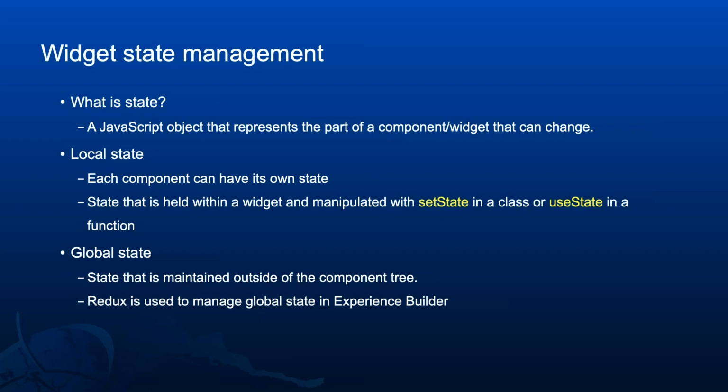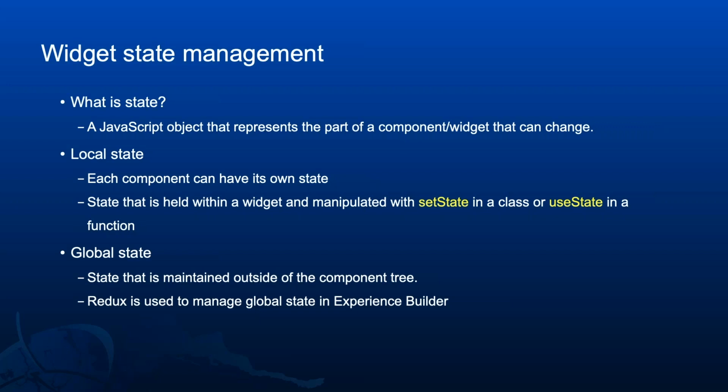In Experience Builder, we use both local and global state. And one is not necessarily better than the other. In fact, each one serves its own purpose and provides a solution to a problem. For example, the widget Gavin built focused clearly on using local state, where each component manages its own state, where the state is held within the widget and manipulated with setState if you're doing a class component, or useState in a functional component.